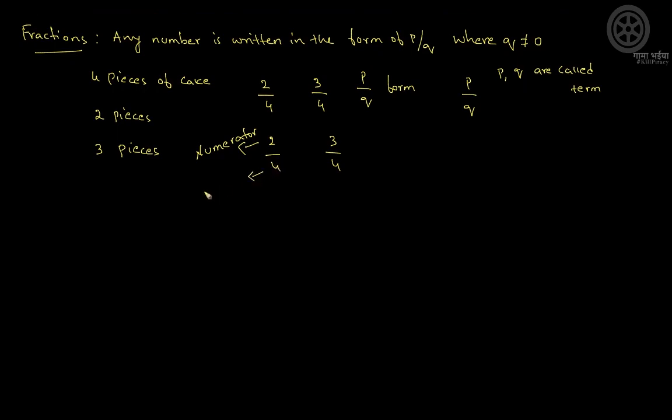The below part is the denominator, which indicates the total quantity divided equally. What is the quantity we have here? 4 pieces. So out of 4 you have eaten 2, so the part is 2 by 4. If you have eaten 3 pieces, the actual part to be considered is placed as the numerator, so 3 by 4. So 2 by 4 and 3 by 4 are called fractions.